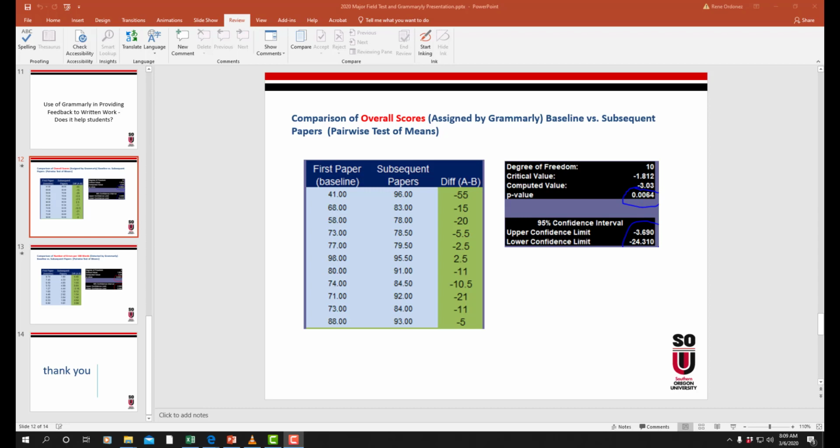We ran a pairwise test, and we note that the p-value is 0.0064, which means that the difference we're observing is statistically significant. Further, we can say that after the introduction of Grammarly, the scores of the students rose anywhere between 4 and 24. So that's pretty big, but the worst case is that their scores improved by 4 on average, or in the best case, 24 points.